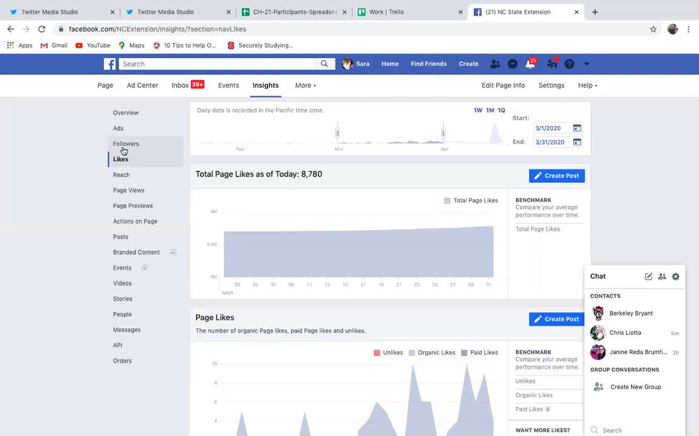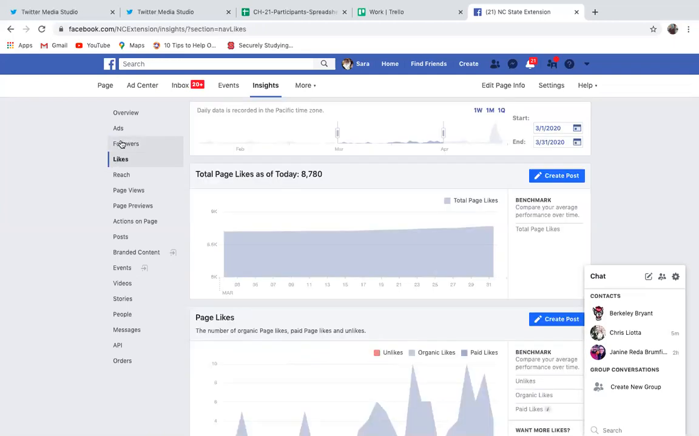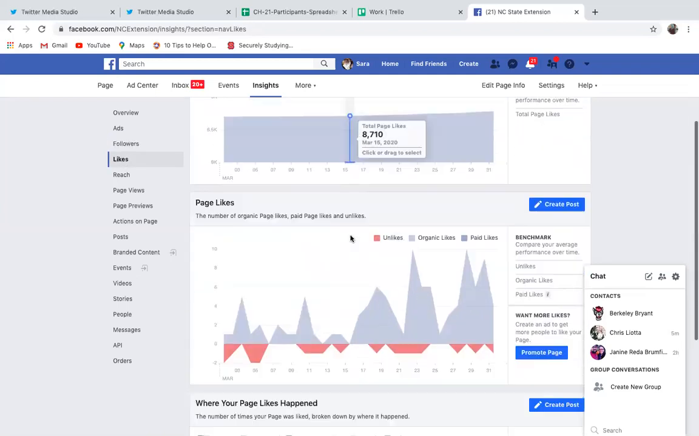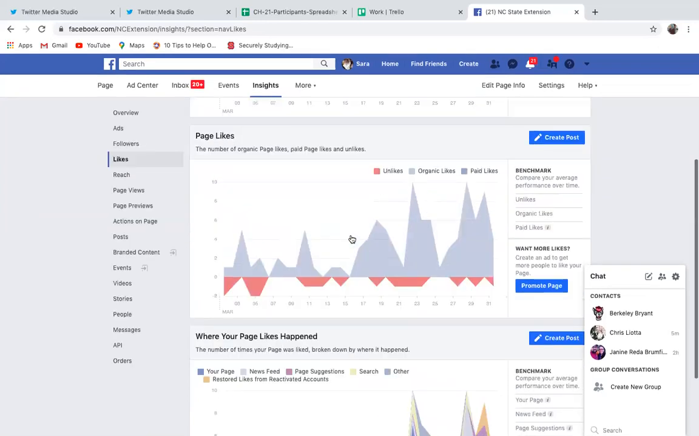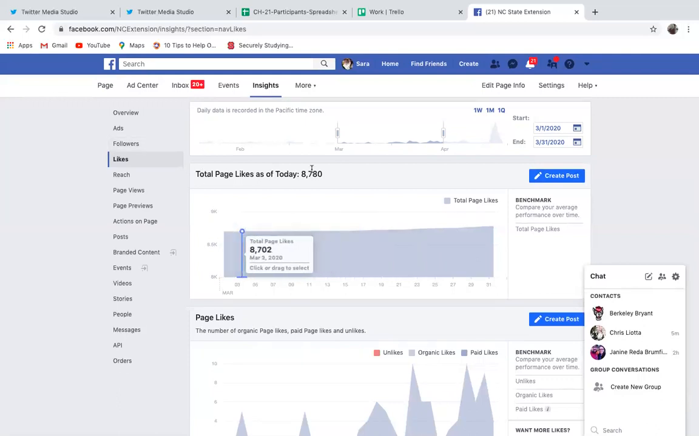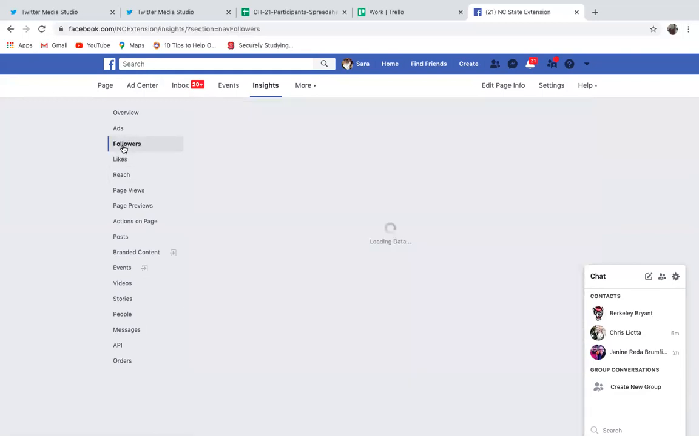So if you have to pick between the two in terms of which is more important, I would go with followers because they're actually potentially seeing what you're posting about. But the likes really work in the same way. So I'm not going to go over that. It's really similar to followers. But if you were just curious in terms of the gap, 8,780 likes versus 8,825 followers. So I'm happy that we have more followers than we have people liking our page because that's more of what I care about.